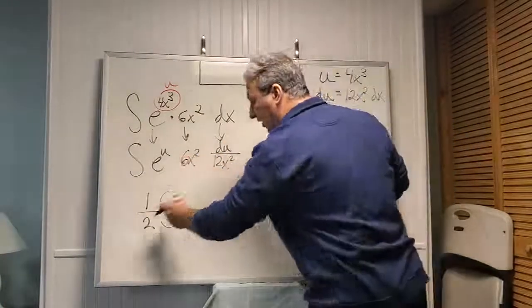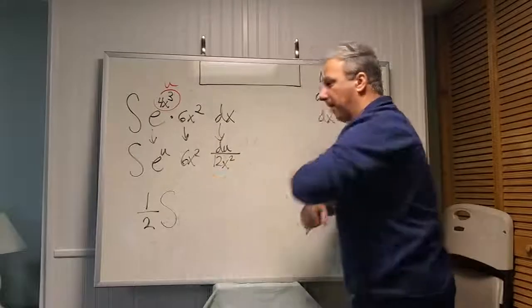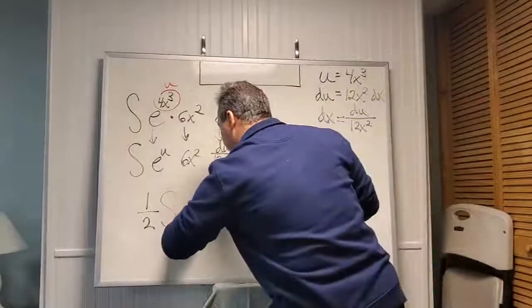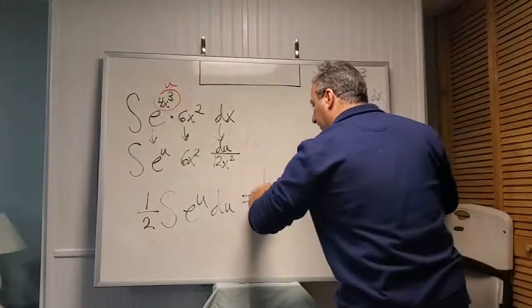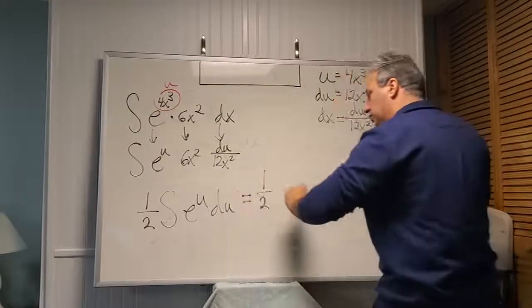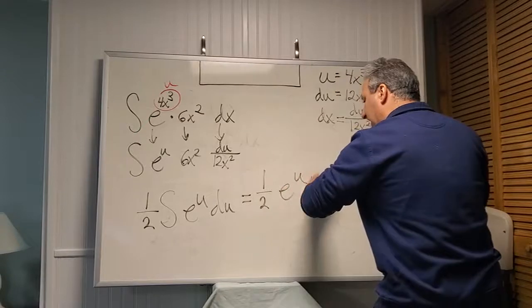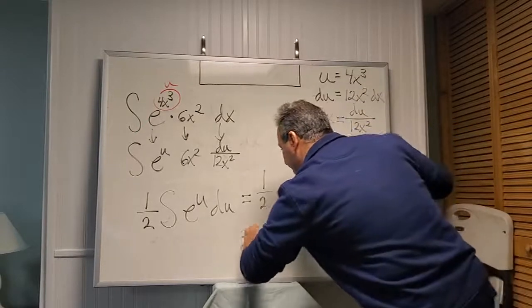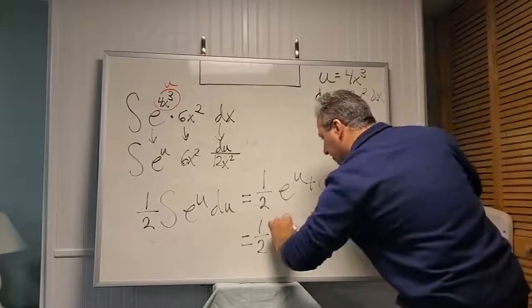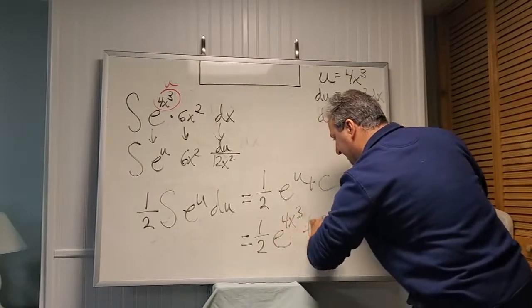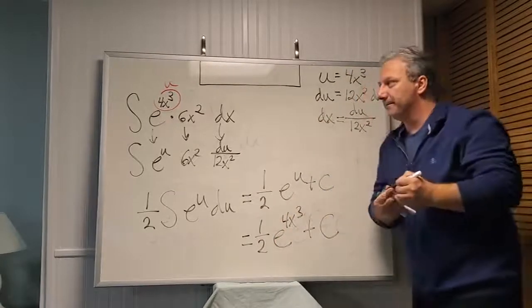6 out of 12 is 1/2. The x squareds cancel. Booyah! And we're left with this. And once again, we're left with an integral that we know and love. If we look up the integral of e to the u du, you get e to the u plus c. And last but not least, we resub back in our u, 4x cubed plus c, and we are done.